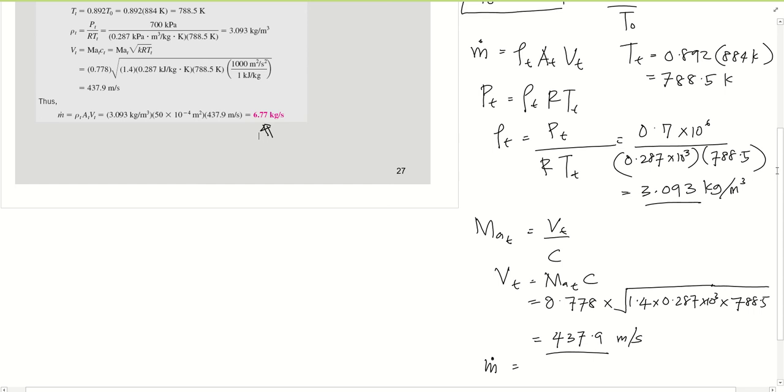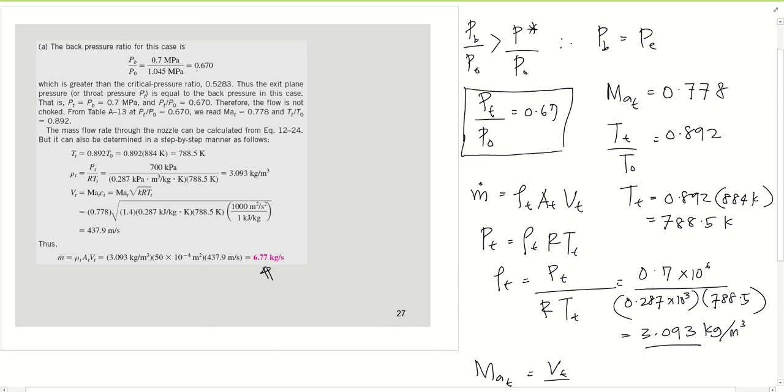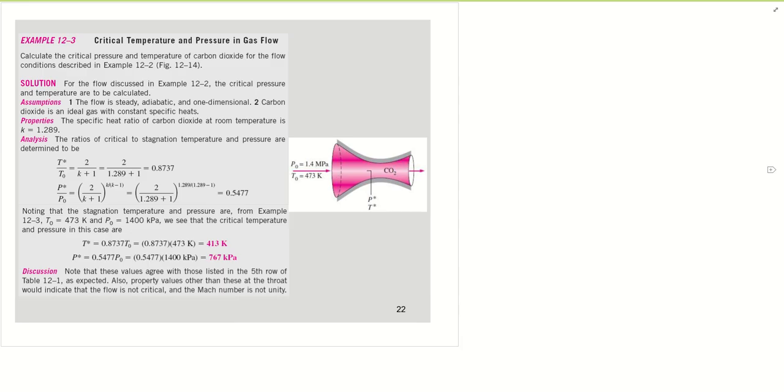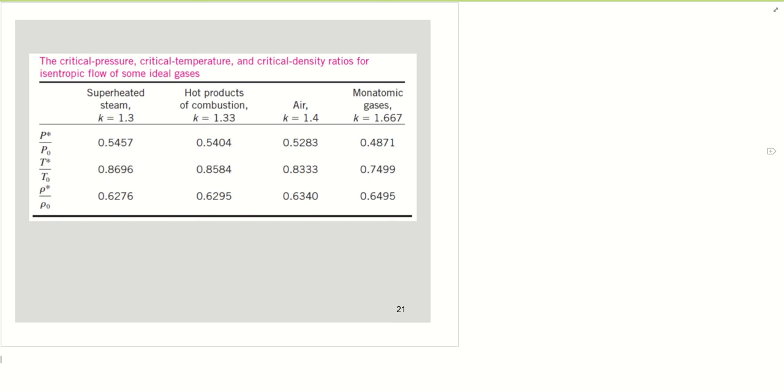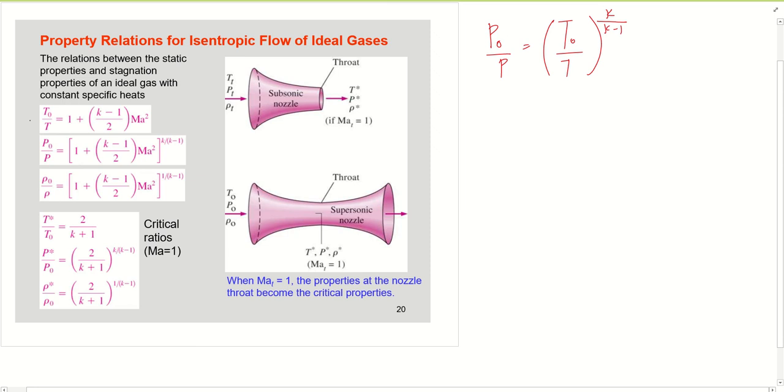Okay, so you may try to calculate the Mach number at the throat, or temperature throat over temperature stagnation, using all the equations, for example using this equation. You may use this equation in order to find T0 over T and then to find the Mach number.